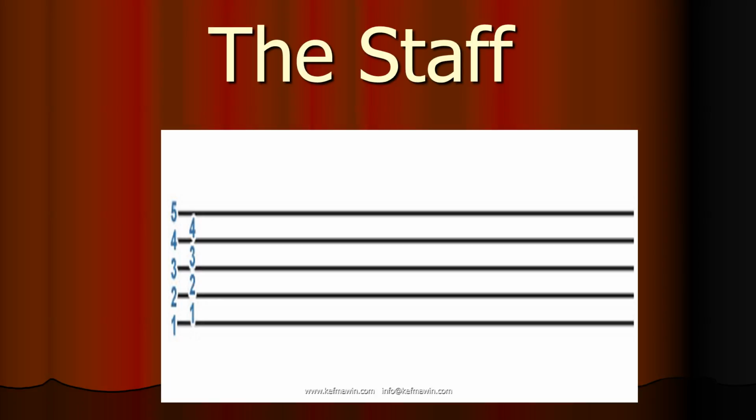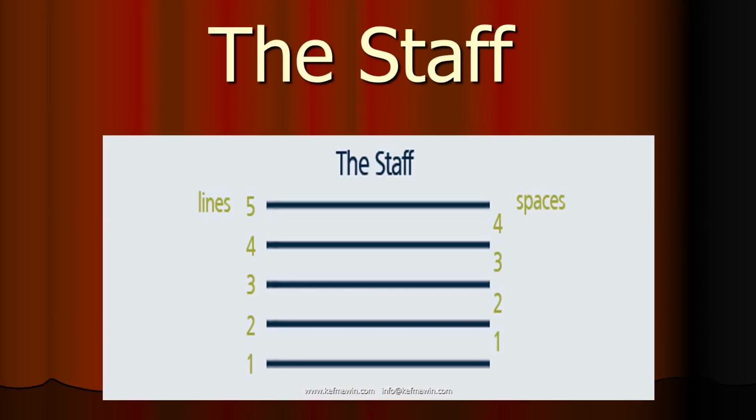The same applies to the space. You count again from the bottom, you see space 1, 2, 3 to the topmost, which is space number 4. So just take a good look at the staff. You see what the staff actually represents.